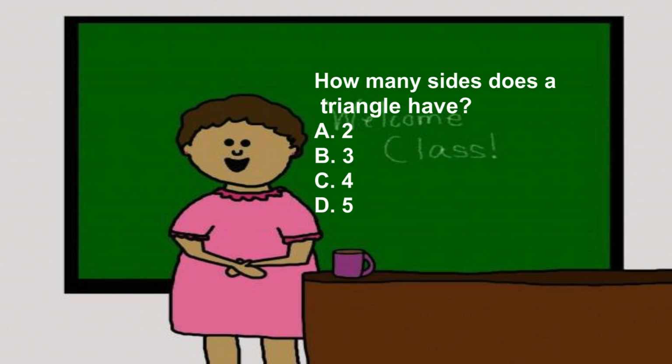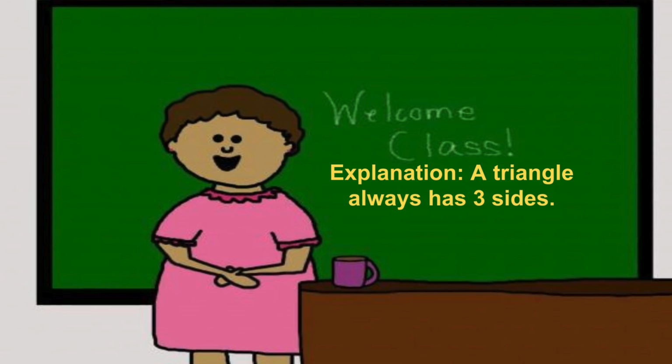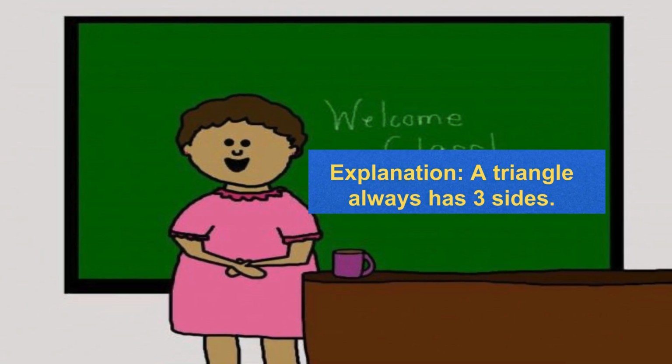How many sides does a triangle have? 2, 3, 4 or 5? It's 3.